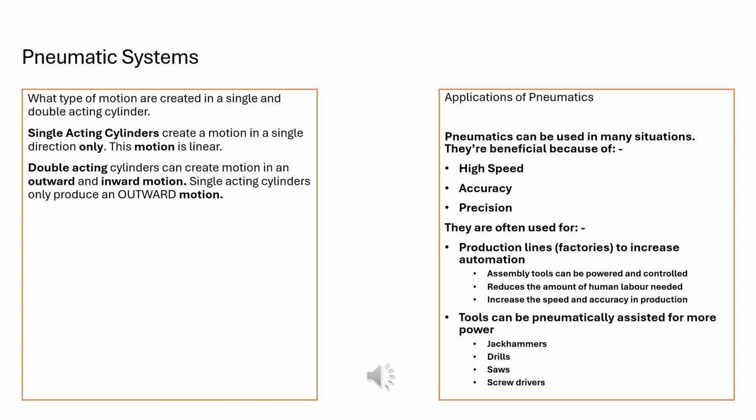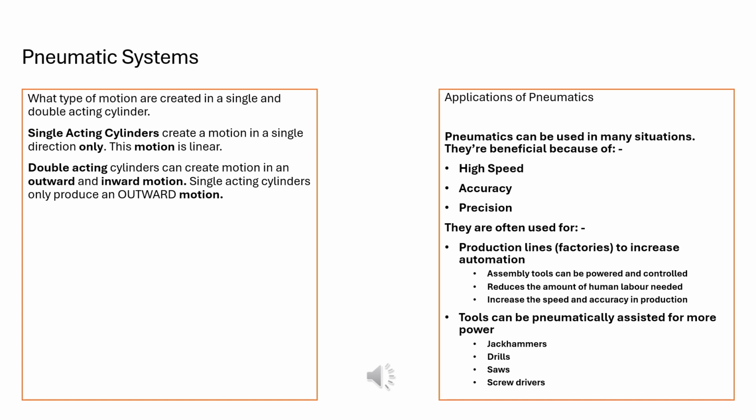Now, where you might use pneumatics is in many situations. You may use it for the benefit of it being fast, so it has high speed. It has accuracy and precision. They're often used in production lines to increase automation. So assembly tools can be powered and controlled. It also reduces the amount of human labor needed.